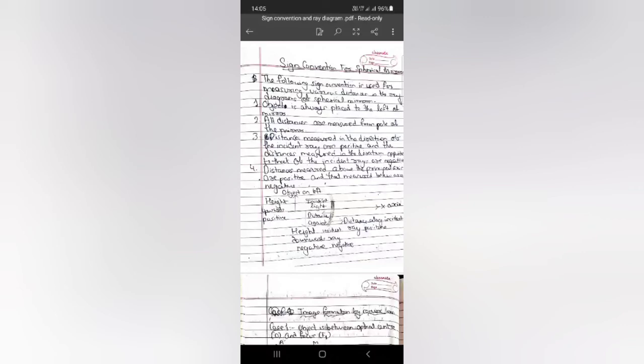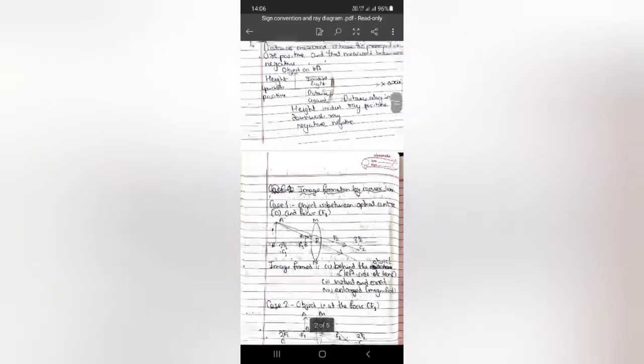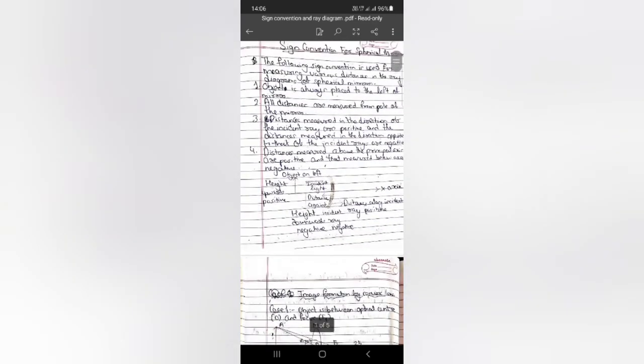The following sign convention is used for measuring various distances in the ray diagrams of spherical mirrors. The first one is, object is always placed to the left of the mirror. The second one is, all distances are measured from the pole of the mirror. The third one is, distances measured in the direction of the incident ray are positive and the distances measured in the direction opposite to that of incident rays are negative. The fourth one is, distances measured above the principal axis are positive and those measured below are negative. So here is a diagram which explains the sign convention for spherical mirror.